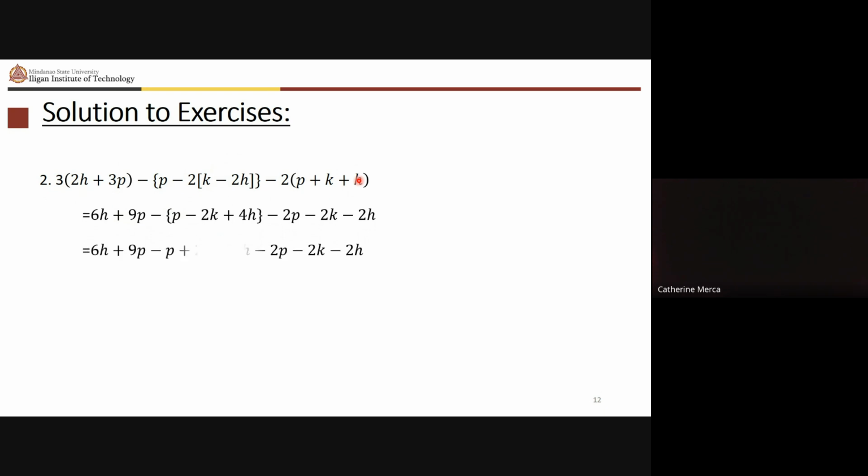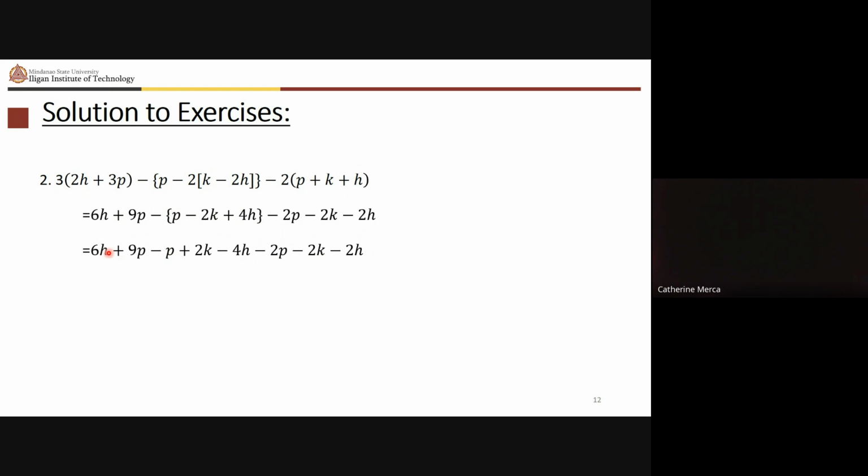Next, you can have 6h plus 9p. You remove this symbol of grouping, that becomes minus p. This is plus 2k when you remove that symbol of grouping there. Minus or plus, so you have minus 4h. Then minus 2p minus 2k minus 2h. Now you can combine similar terms.